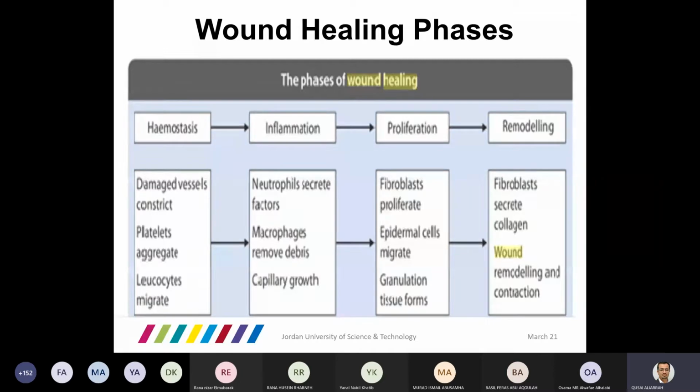هلا proliferation, once we have a nice clean bed for healing بصير عندنا tissue proliferation. The proliferation, the most important thing is fibroblasts. So fibroblasts proliferate, epidermal cells migrate, and granulation tissue formation. هلا once we have proliferation and formation of granulation tissue, then we have to organize that granulation tissue in the process of remodeling.